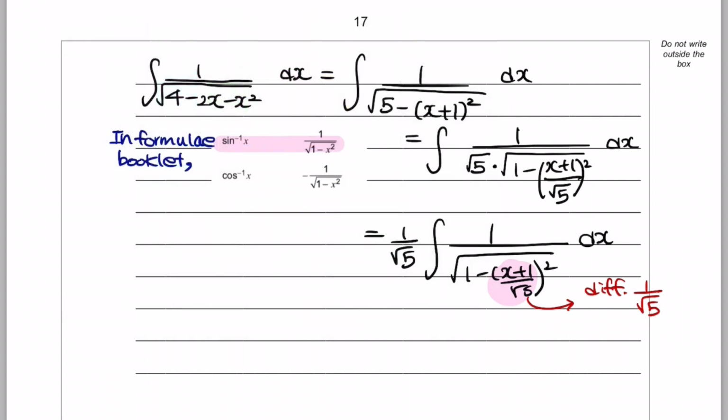And if you have a certain function in it, whenever you integrate it, you have to divide by the differential result of the complex function within, which is 1 over root 5. So that's 1 over root 5 divided by 1 over root 5, times the result of the integration, inverse sine of (x plus 1) over root 5. And that will give you this.